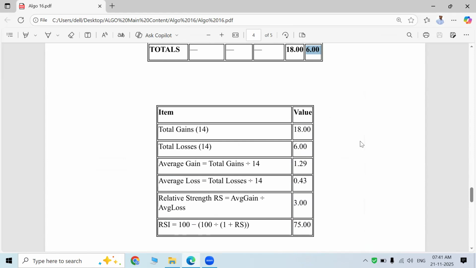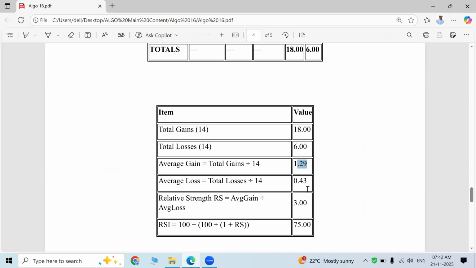Okay, now we are going to consider the average gain and loss. So this 18 divided by 14, this 6 divided by 14. So that's why we are going to get 1.29 and 0.43. Till now the calculation is very simple. From here onwards the calculation become slightly complex, but if you keep attention on the video, there is a maximum chance that you will understand how it has been calculated.